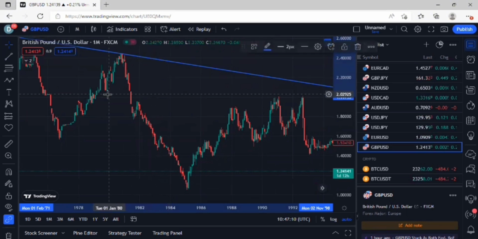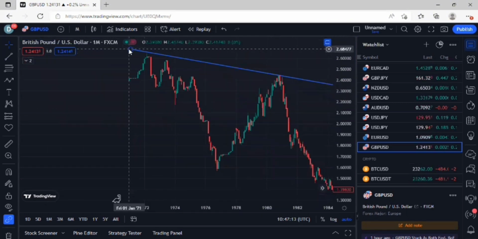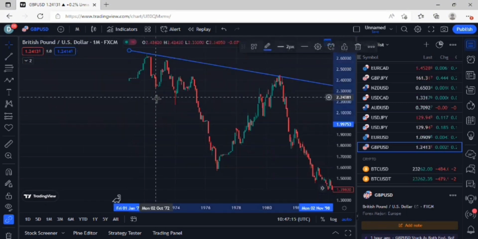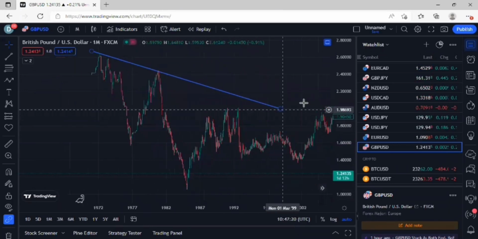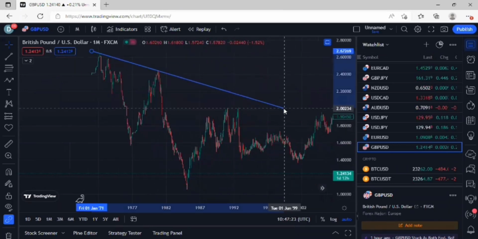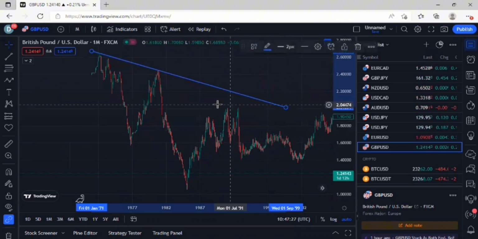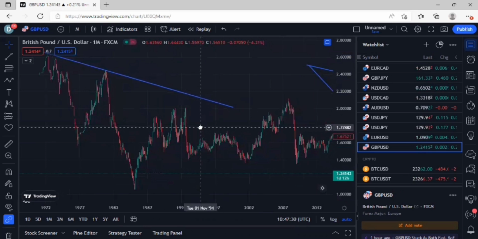I'll make sure I use the top of the wick. You don't use the body of the candle. Make sure you use the wick of the candle, so you can adjust your line properly to make sure you pick only the wick and not the body. So the moment you pick the body of the candle, you have violated that trend line.